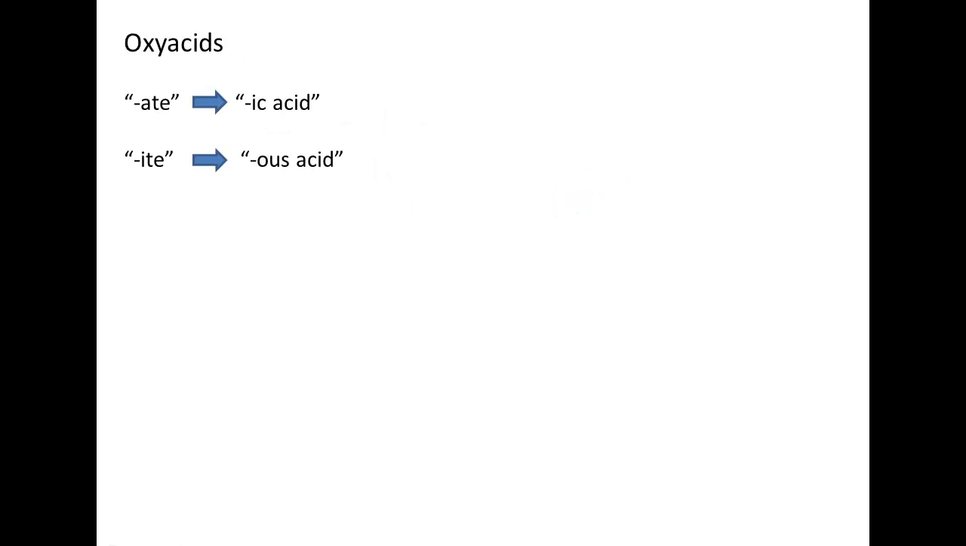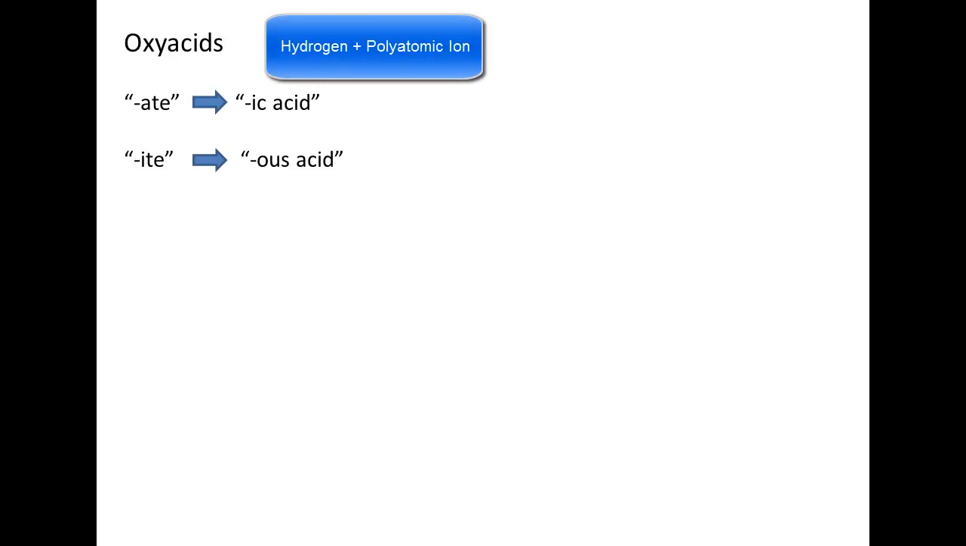Now, oxy acids are a different type of acid. Oxy acids contain oxygen. That's where their name comes from. What we're going to be doing is deriving some acids from polyatomic ions. So you should probably get out your list of polyatomic ions if you don't have them memorized already. What we do is we take polyatomic ions that contain oxygen and we just put ic or us in place of the ate or ite. Let me show you what I mean.